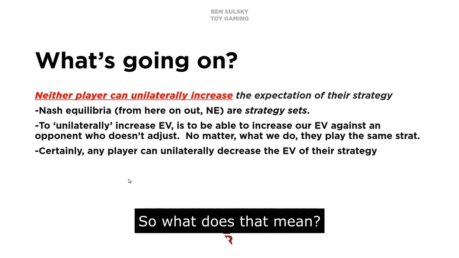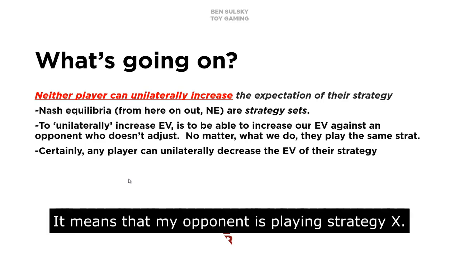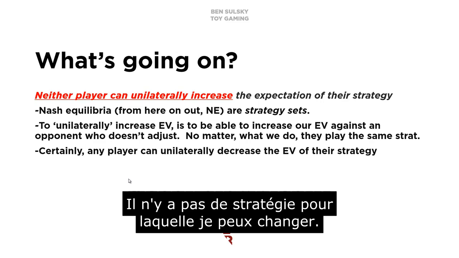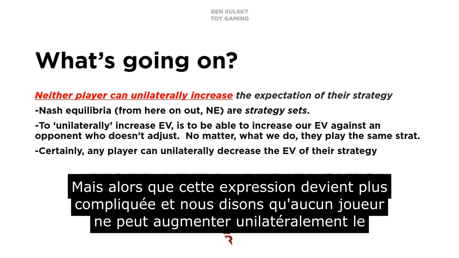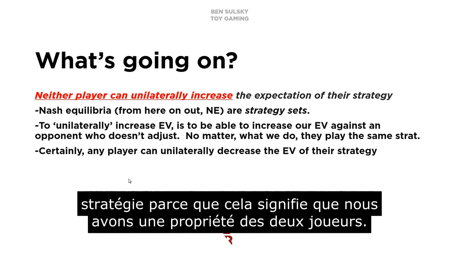Okay, great. So what does that mean? It means that if my opponent is playing strategy X, there's no strategy Y that I can change to that will increase my EV over the strategy that I'm currently playing. But then that expression gets more complicated when we say neither player can unilaterally increase the strategy, because that means that we have a property of both players.